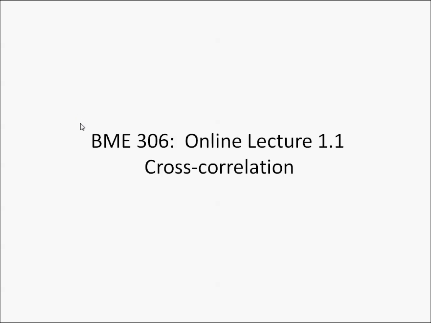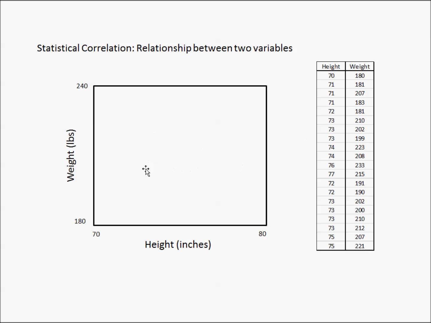Hello and welcome to the first online lecture of BME306, where we're going to be discussing cross-correlation. So you might be familiar with the concept of correlation. Most likely it's a statistical correlation. This is basically the relationship between two different variables. So correlation is a relationship between two different variables.